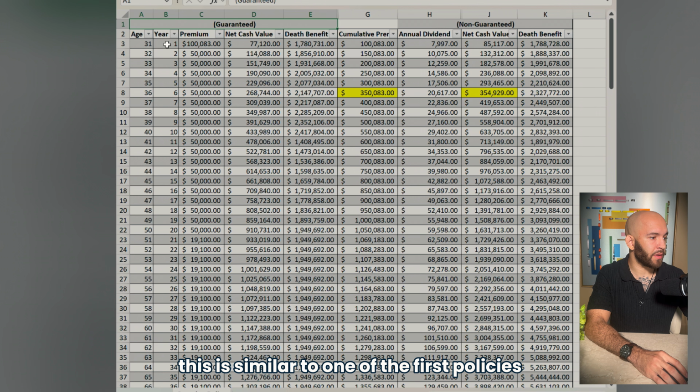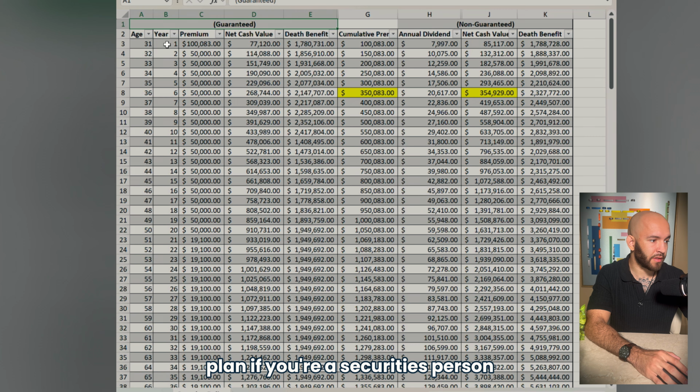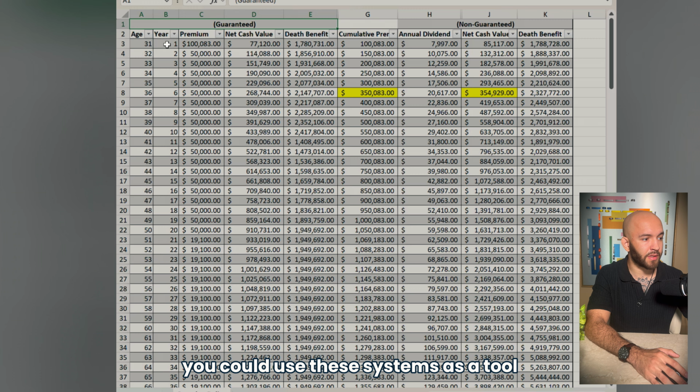Here's a policy that I made up. This is similar to one of the first policies that I had on myself. And before we get started here, I just want to note that this could be an augmentation to your specific plan. If you're a securities person, you've got nothing wrong, dollar cost averaging, low cost index funds, but you could use these systems as a tool to augment what you're already doing inside of your plan.